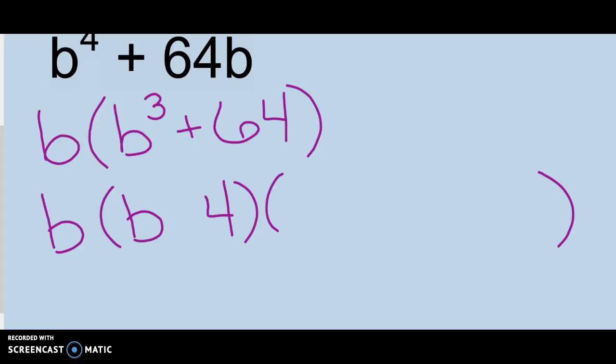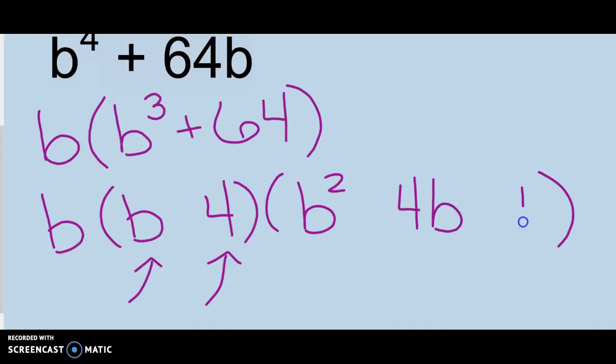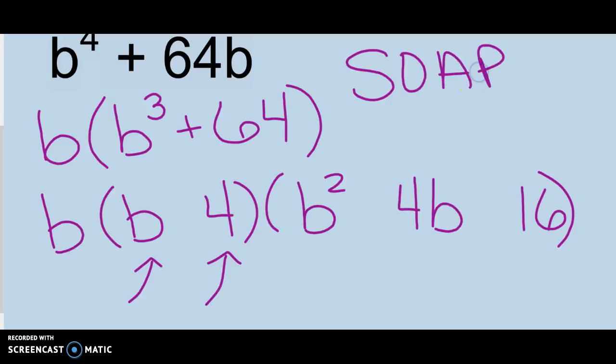Now we're going to ignore the top ones right now. Look at your new factor here. You're just going to square that, and then you're going to multiply them. So square your b, multiply 4 times b, and then square your 4 and get a 16. Now, what signs do we use? We use SOAP to do our signs. So we're going to do the same sign here, the opposite sign here, and then that one's always positive.